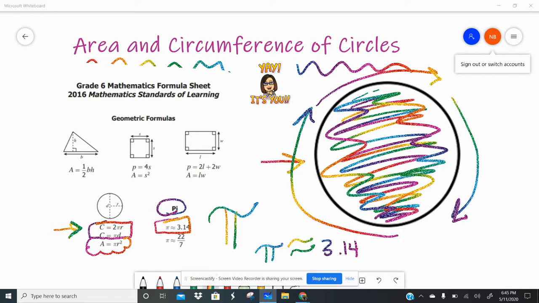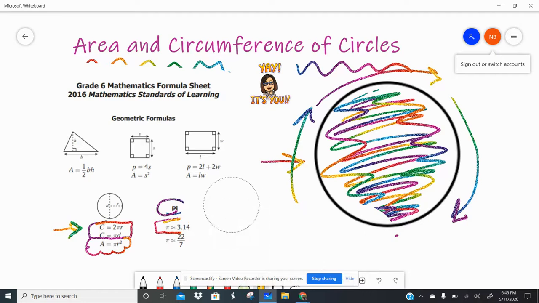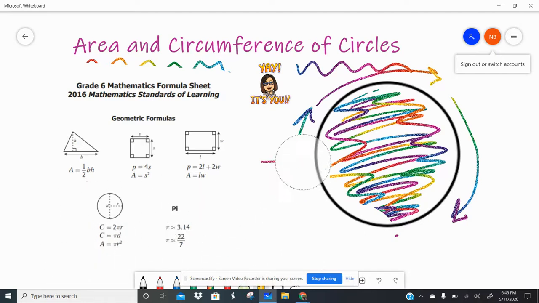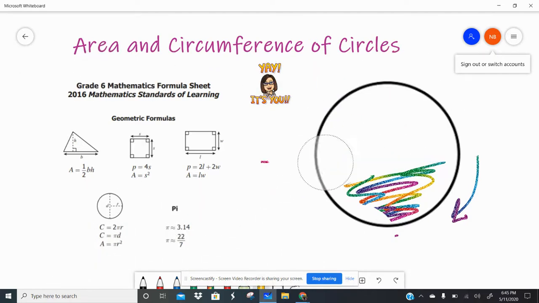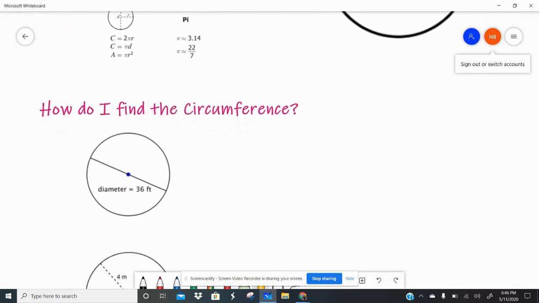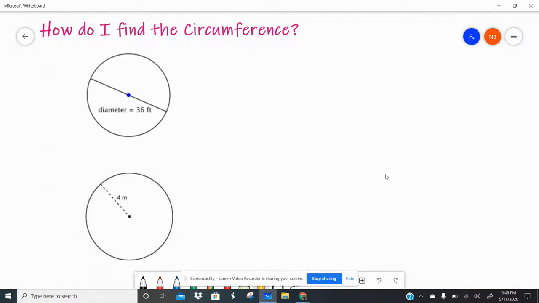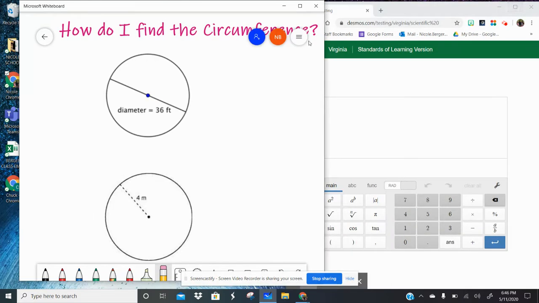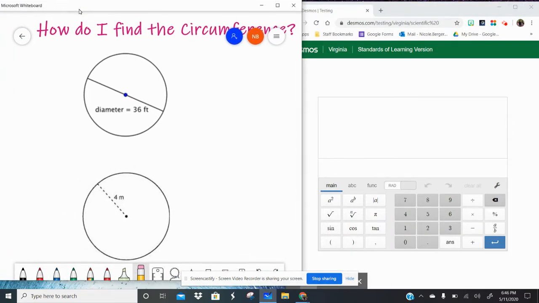This kind of stuff should be a little bit of a review. So we're going to talk about how to find the circumference and area of a circle. So let's explore. Let's look first at circumference, and I'm going to pull up my Desmos calculator because it's so handy dandy. I'm going to show you a cool trick in the Desmos calculator.